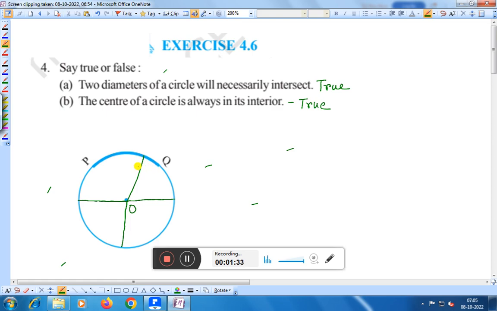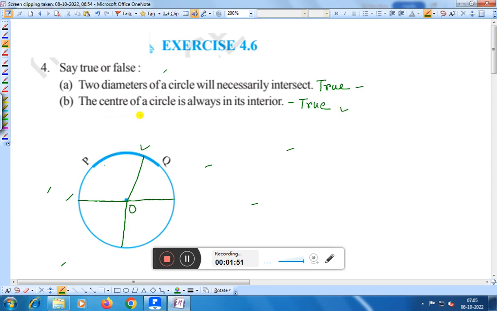Let us again say true or false. The two diameters of a circle will always necessarily intersect. Here you see one diameter, this is one diameter and this is another diameter. The diameters intersect at the center of the circle. Therefore, the answer is true.